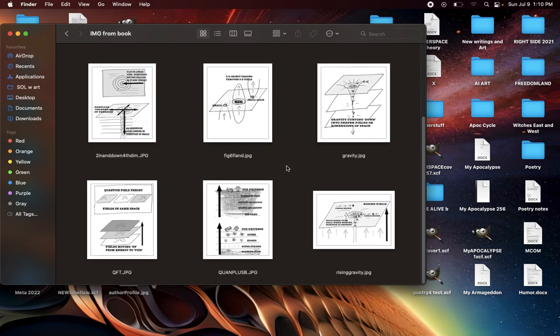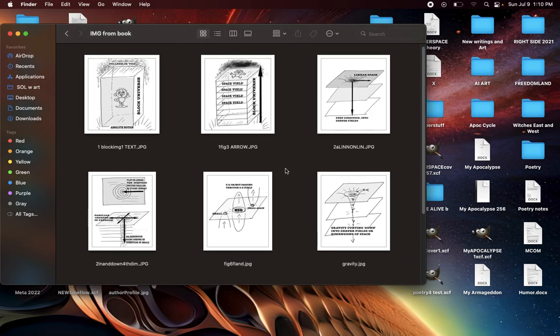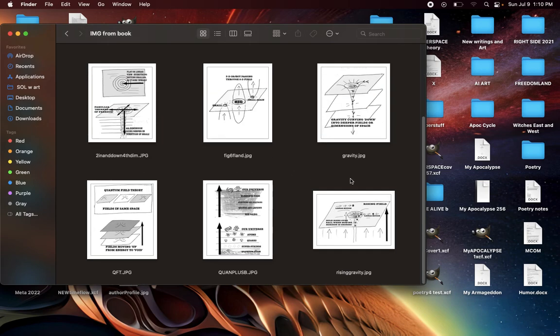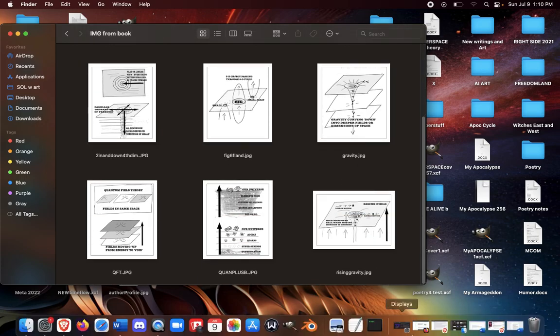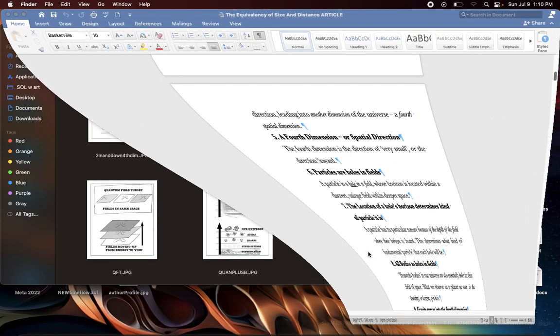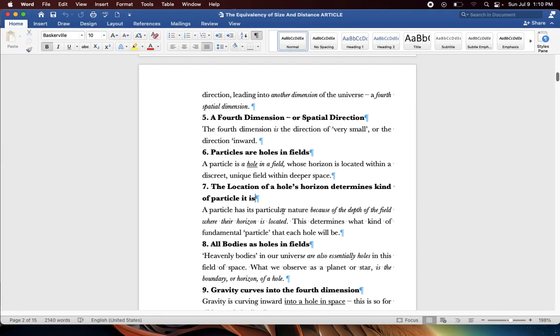But actually, it's better to view all particles and bodies as holes in fields. So this is another of the tenets, one of the principles of this theory. Particles are holes in fields. A particle is a hole in a field whose horizon is located within a discrete, unique field within deeper space.